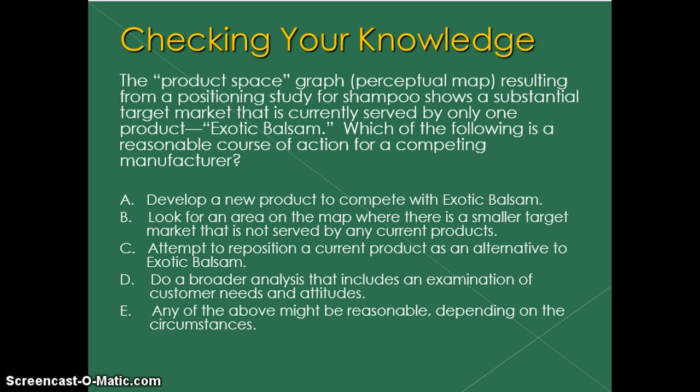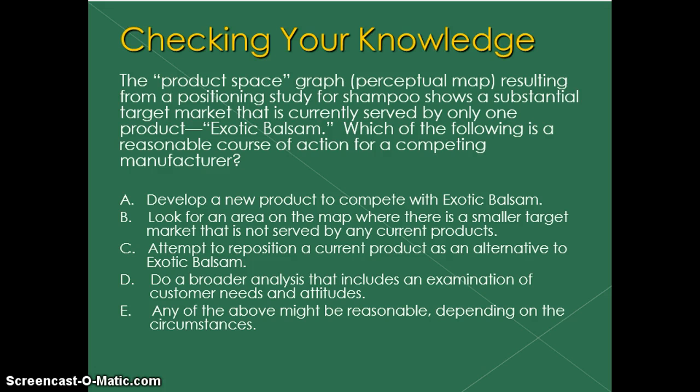All right, last one. This is the last slide, checking your knowledge. The product space graph, or the perceptual map, resulting from a positioning study for shampoo. Okay, we had one for soap, but this is shampoo. It shows a substantial target market that is currently served by only one product, and the product's name is Exotic Balsam. Which of the following is a reasonable course of action for a competing manufacturer? So there is a target market that is being served, but they only have one option right now that's available to them. All right, so option A, to develop a new product to compete with Exotic Balsam.